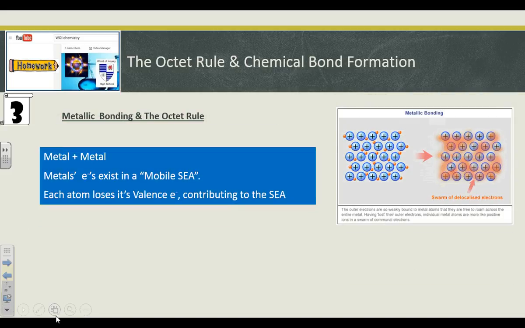Good. Metals. 2 metals. We had a metal and a nonmetal. That was ionic. We had two nonmetals, that was covalent, and the last choice is two metals. So a metallic bond is between two metal atoms. The metal atoms' electrons are what gets weird. They exist in what we call a mobile sea.